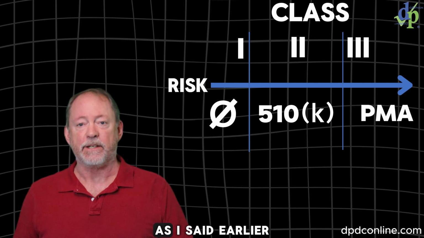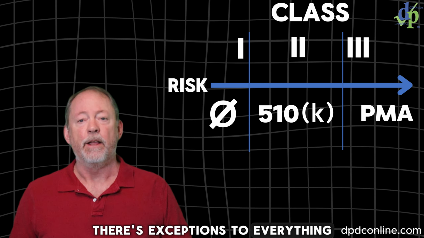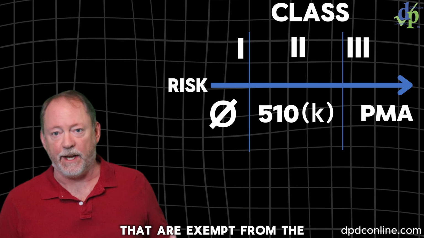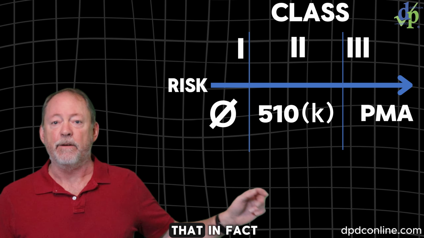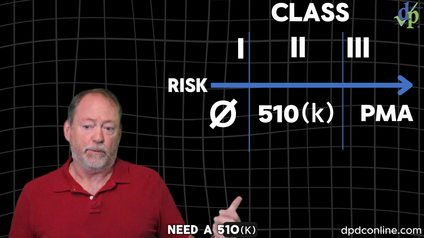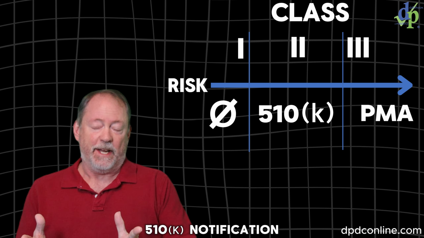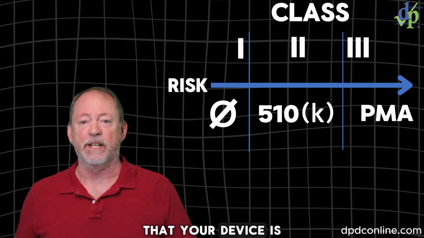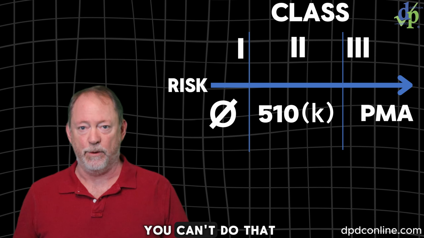So that being said, as I said earlier, there's exceptions to everything. There are some class 1s that need a 510K. There's some class 2s that are exempt from the 510K process. There's some class 3s that in fact need a 510K approval or a 510K notification. So to make sure you don't say, if you have a 510K, that your device is approved by the FDA, you can't do that, okay?